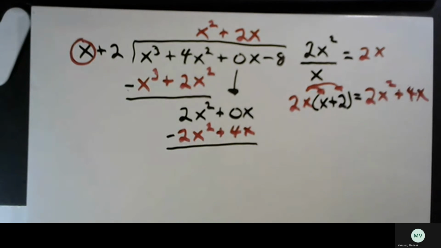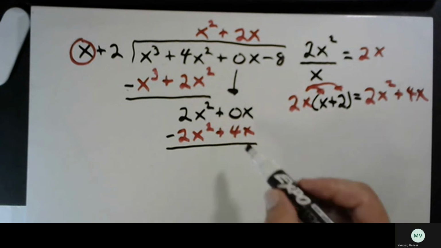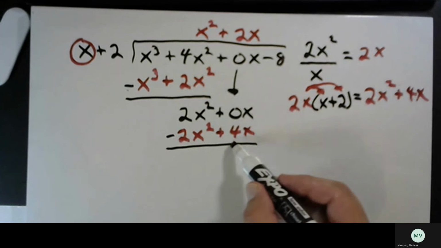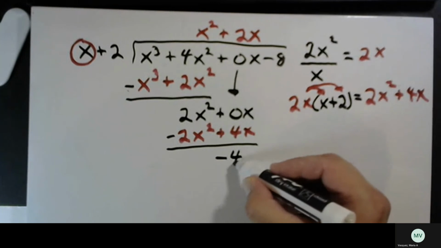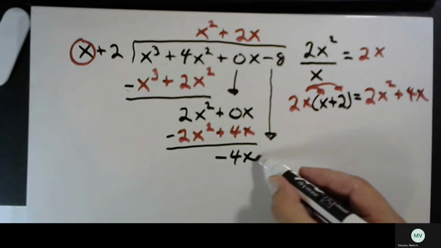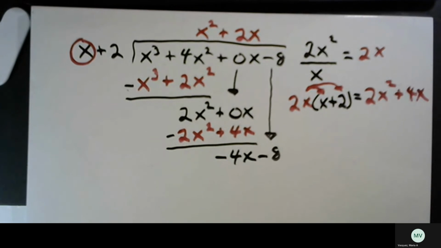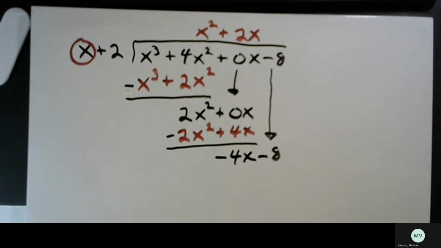And then we subtract. 2x squared minus 2x squared is 0. 0 subtract 4. That's going to be negative 4x. And bring down that minus 8. And that's the end of the second cycle of division.